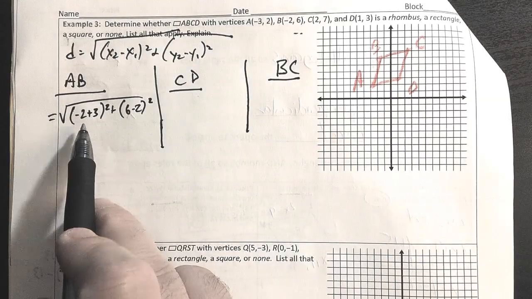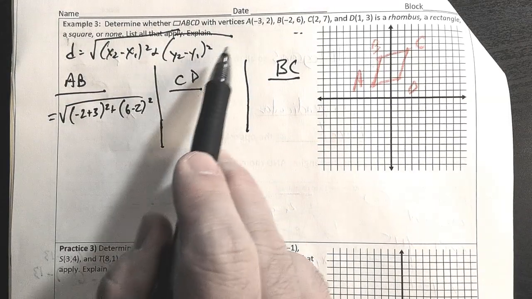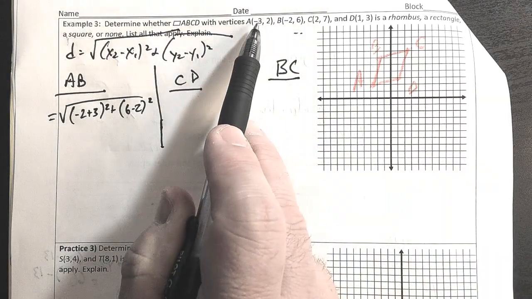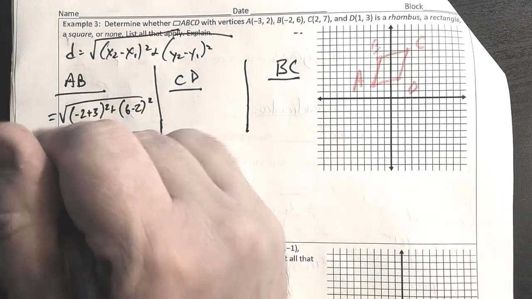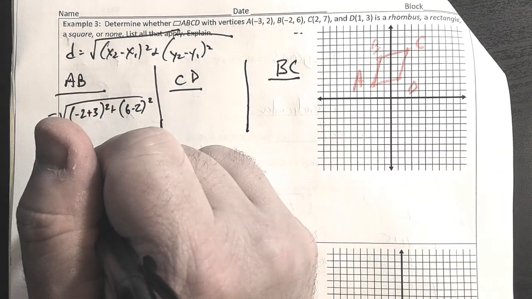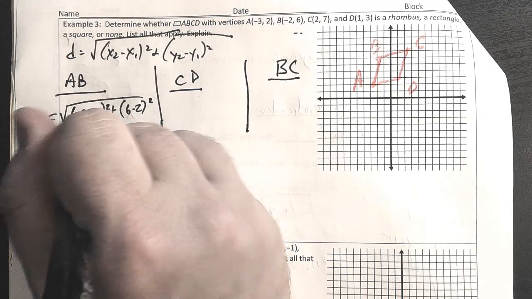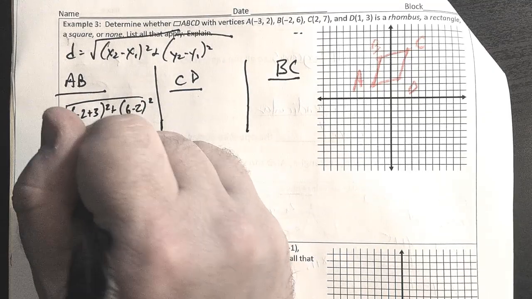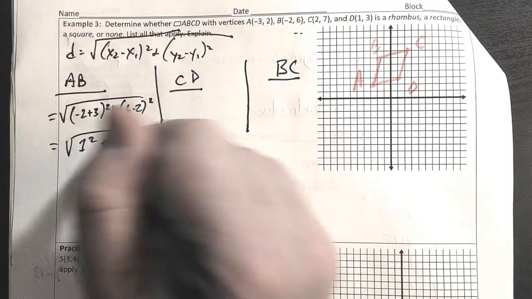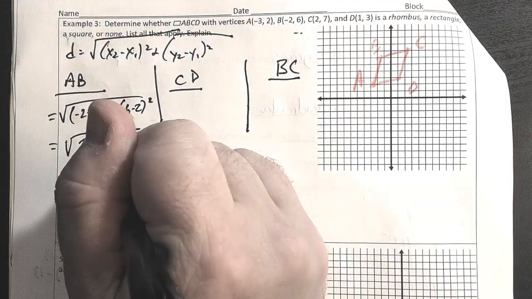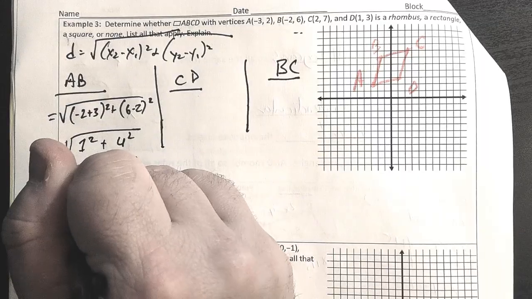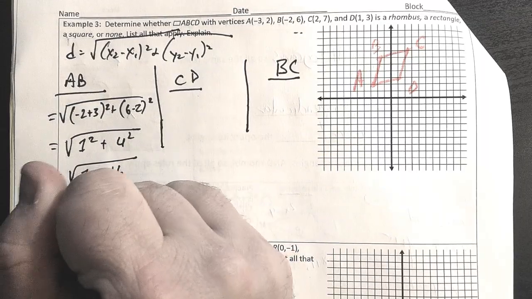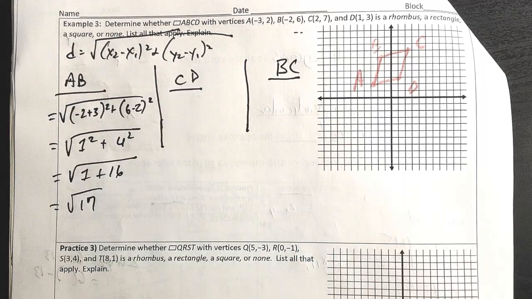Now, the reason this is -2 plus 3 was because it was -2 minus -3, and minus negative is when we change it. All right, so 3, a -3 and a +2 make 1. 1 squared is going to be 1, but let's see over here. So 6 minus 2 is 4. 4 squared is going to be 16, so it's going to be 1 plus 16, so it's going to be the square root of 17.